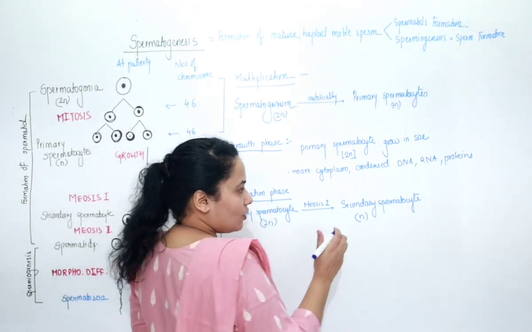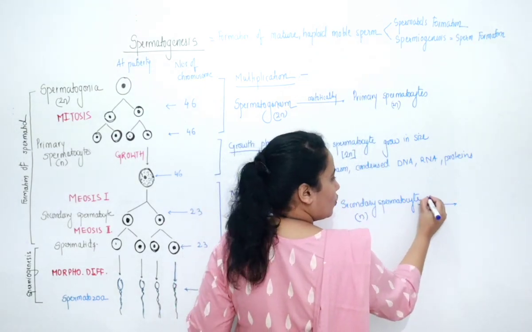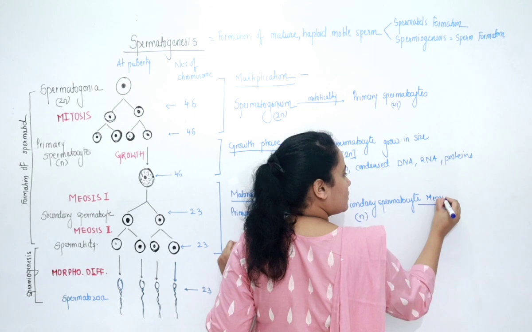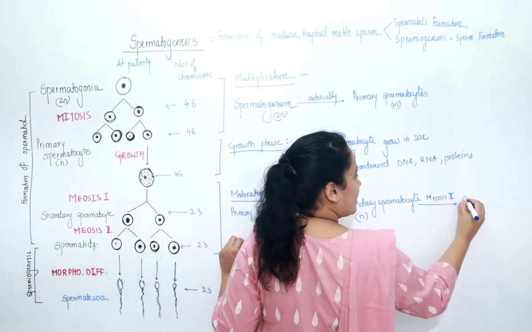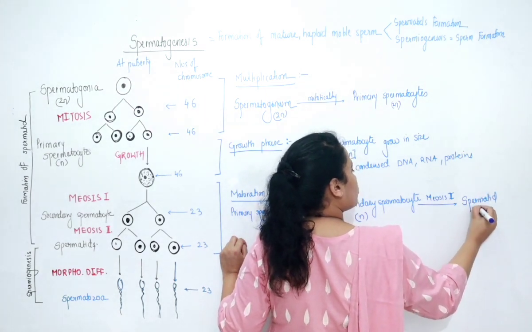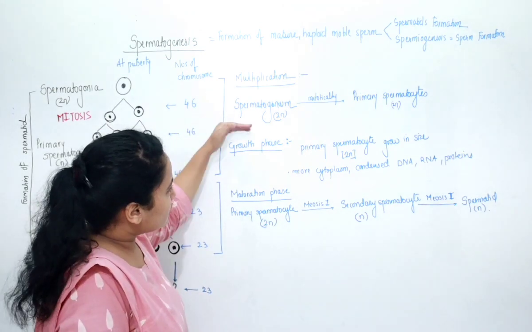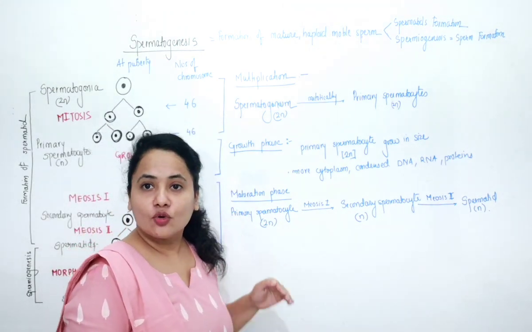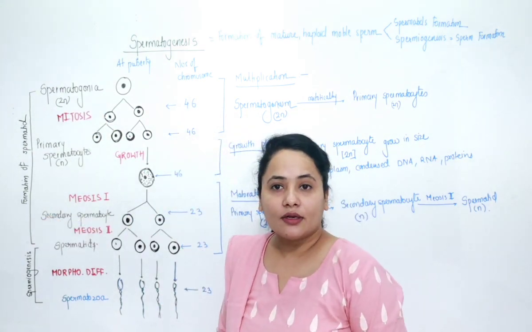Alright. Then onwards, this secondary spermatocyte will undergo meiosis 2 and it will form the last one, known as spermatid, which is also going to be haploid. Right? So these three phases are included in what? They are included in formation of spermatids.